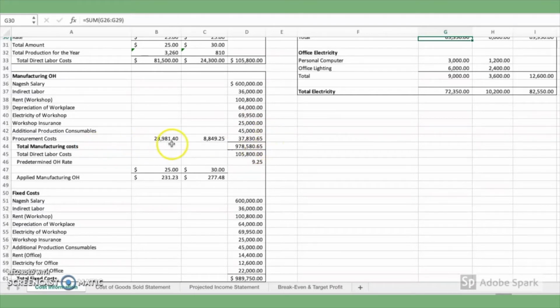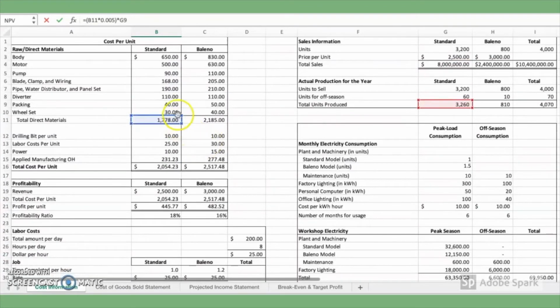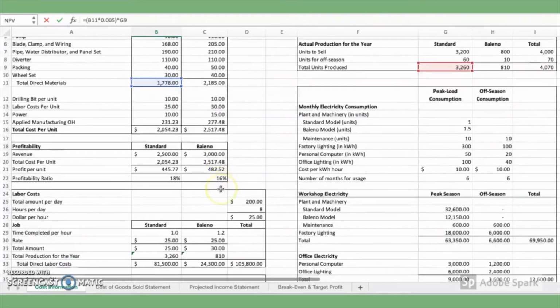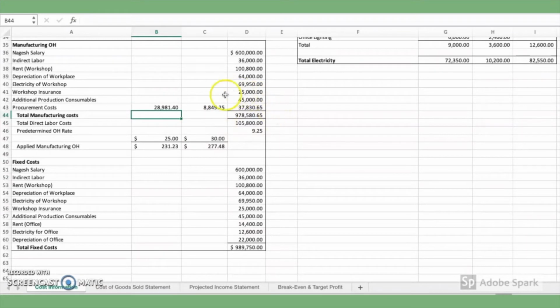So then we have the procurement cost, which we found is 0.5% of our direct materials. So we took the direct materials of the standard, multiplied by how much we're actually going to produce, and then multiplied by that 0.005 for the percentage. And we did the same thing for the Bellino to get the total procurement cost of $37,830.